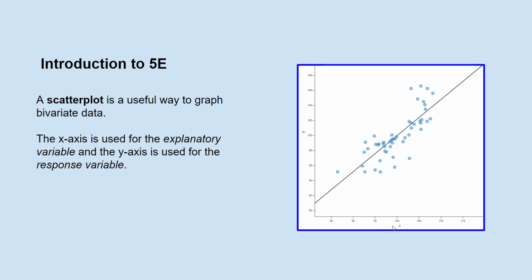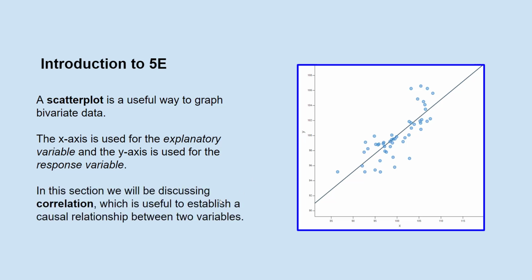A great explanatory variable, an example would be time. So time might be the independent variable, and the response might be something like sales over time. In this section, we'll be discussing this main idea about correlation. Correlation is a useful way to establish a causal relationship between two variables.